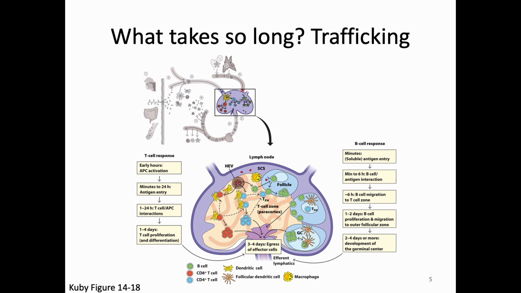So the first part of this, you can see, does involve the B cell interacting with the antigen. What that implies is that the antigen is in the secondary lymphoid organ, along with the B cell. The B cell gets there through trafficking, like we saw before.